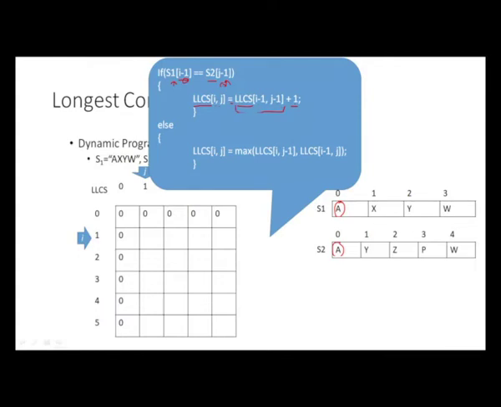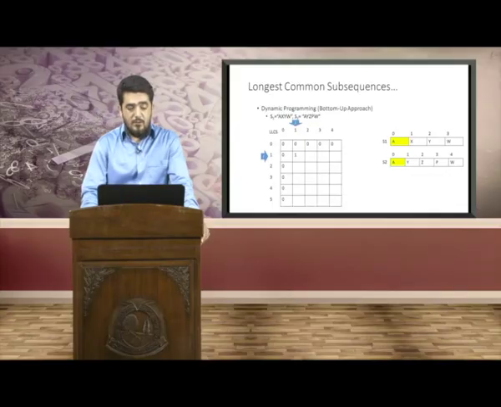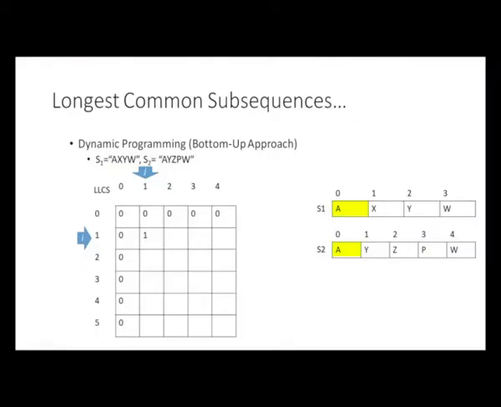So, if you observe, you can see that A equals A in our case. So, it will be LLCS of i minus 1 comma j minus 1 plus 1. Since i is 1 and j is 1, and 1 minus 1 is 0 and 1 minus 1 is 0, it is LLCS of 0 plus 1, which is 1. So, for the current position we have filled a value of 1.